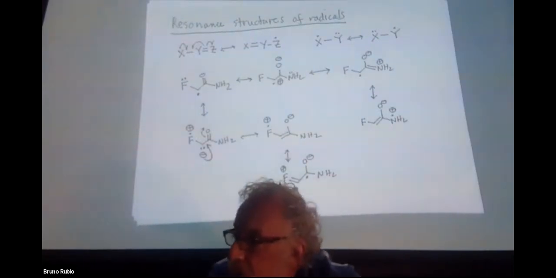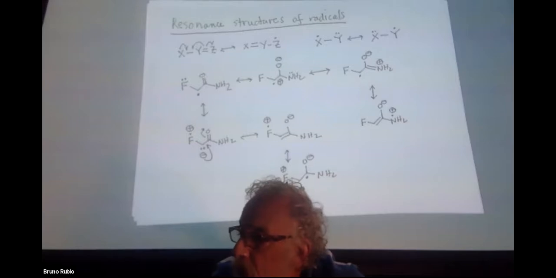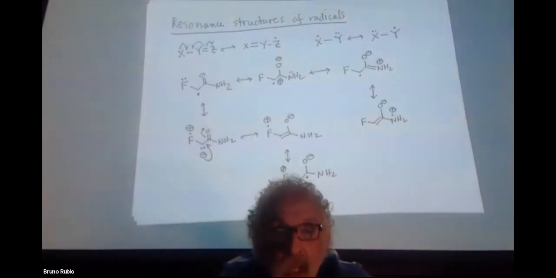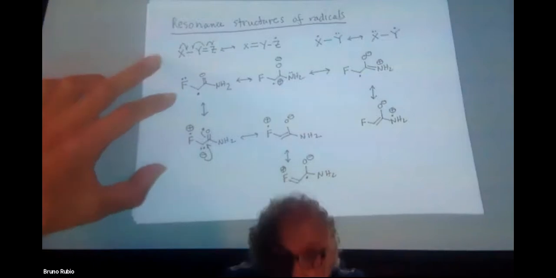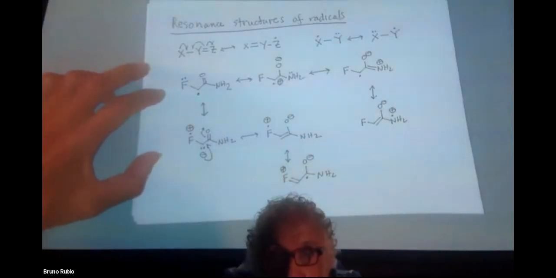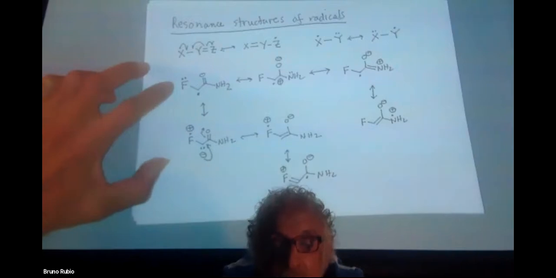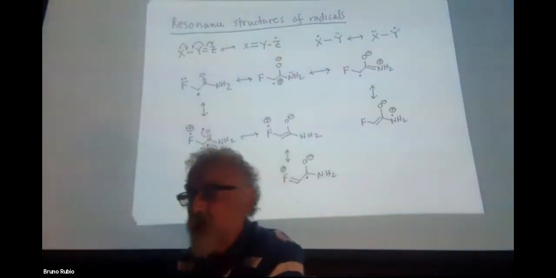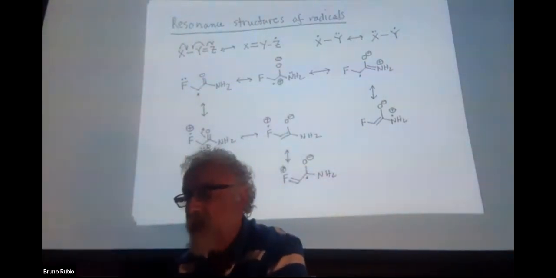So before class, I wrote out 1, 2, 3, 4, 5, 6, 7, 8, 9, 10 resonance structures for this radical. I just gave up because, well, I just got bored. So you can write many, many resonance structures for even the simplest radicals. Okay.